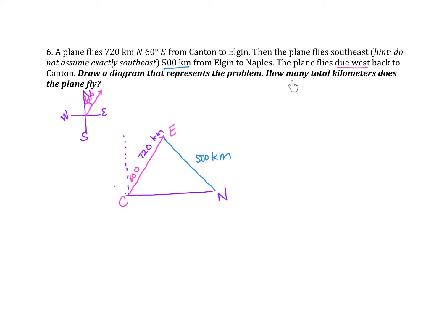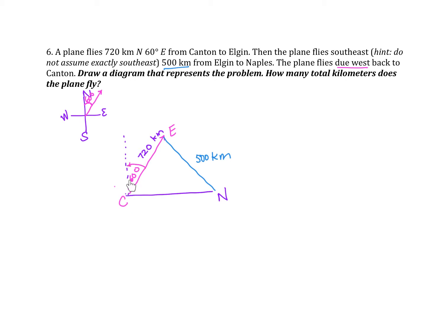Okay, so we want to know how many total kilometers the plane flies. So we really want just this last measurement here. We have 720, 500. We need this last measurement. So we know that this angle is 60 degrees up here because that's our bearing, and it's always toward the vertical line, always toward the north-south line.